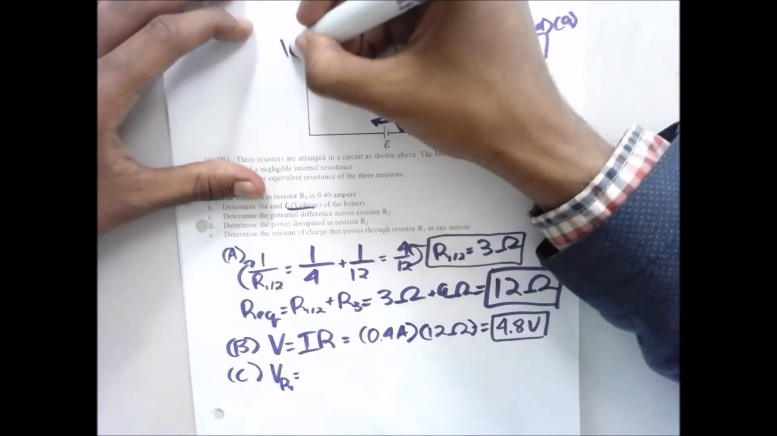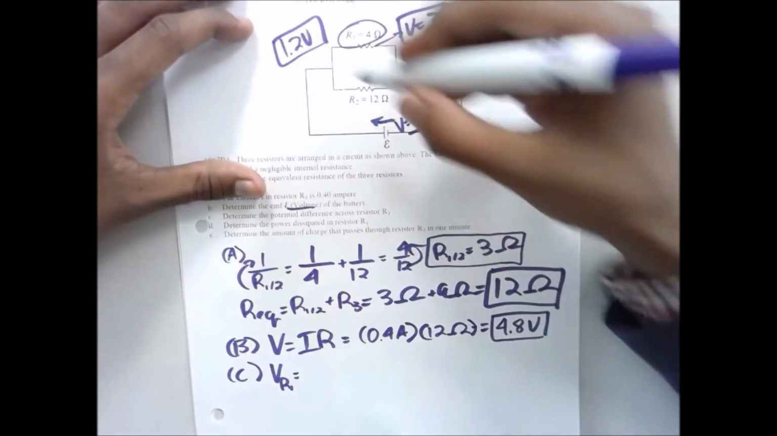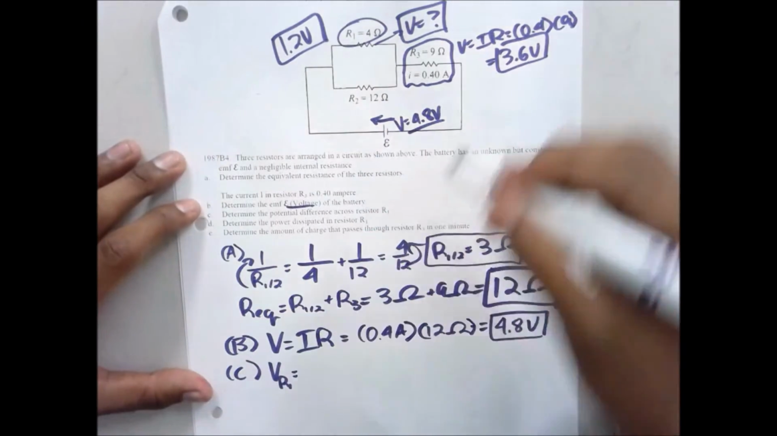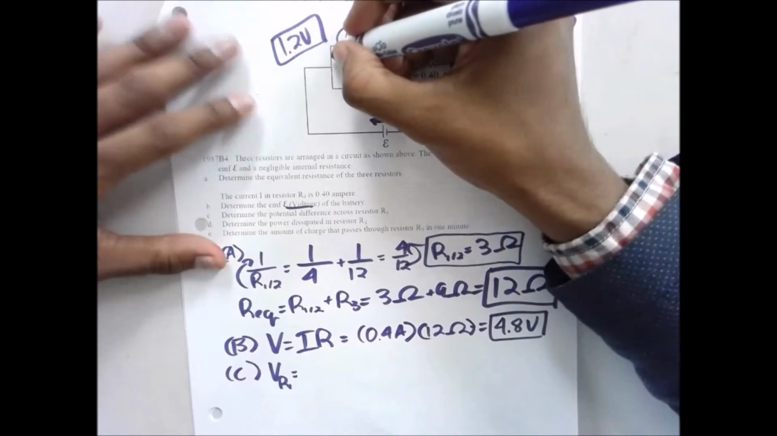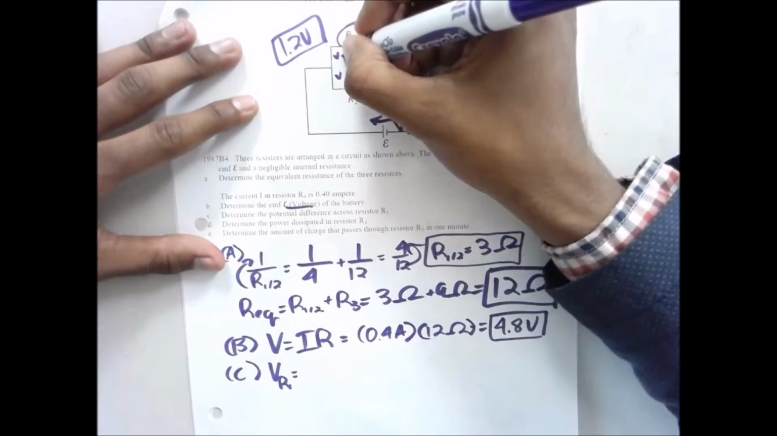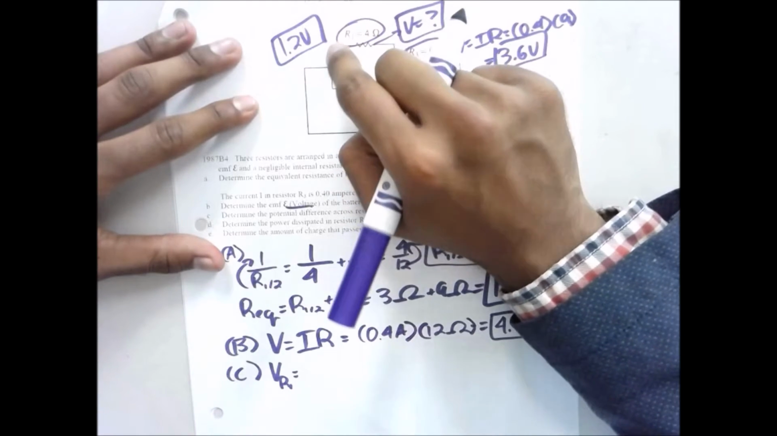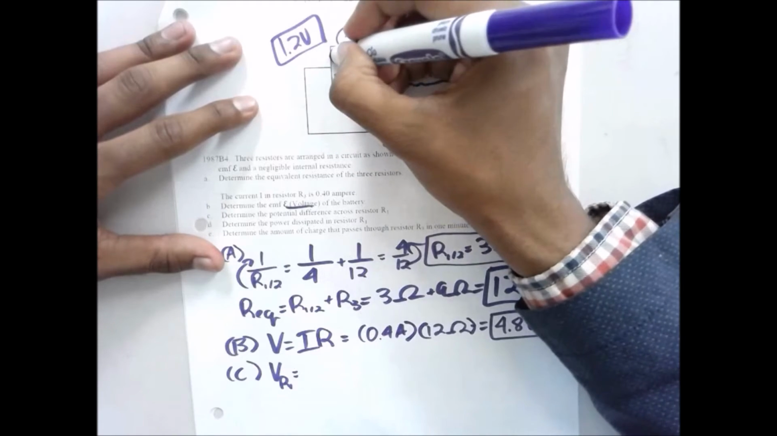How do we know that? Because the only way for the voltage to get back down to 0 is if this drops 1.2 and then this resistor drops 3.6. So VR1 is going to be equal to, and we know in parallel, the V up here is going to be equal to the V below. The voltage drop across both of these branches is going to be equivalent.